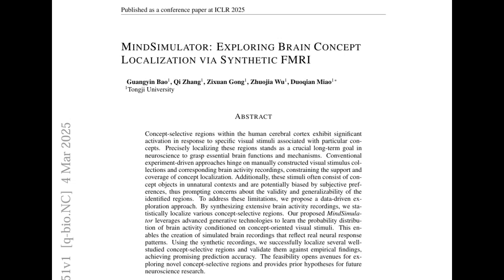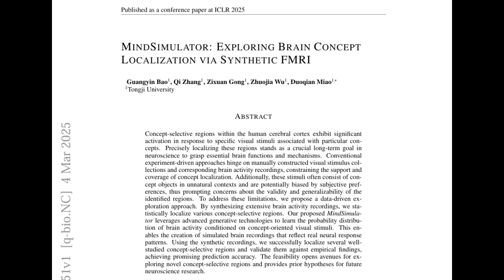Think of it this way. When you see like a cute puppy, right? A specific part of your brain that's dedicated to processing like cuteness lights up. So that's a concept selective region for cuteness. Different parts of the brain are specialized for processing all these different types of information, whether it's faces, places, objects, or even like more abstract concepts. So MindSimulator can help us map out which parts of the brain respond to different concepts.